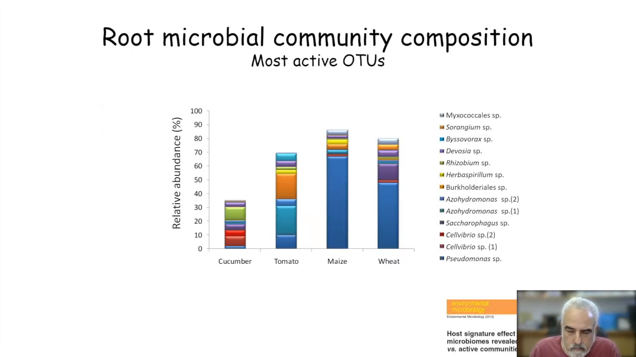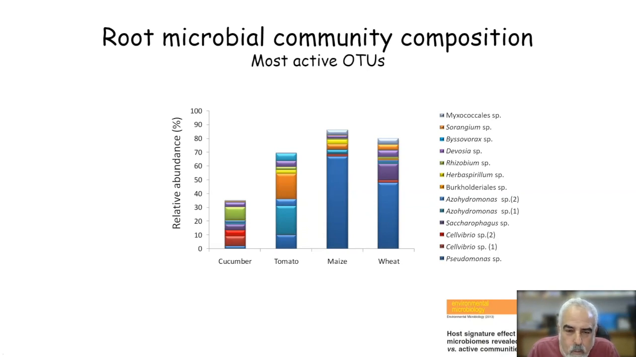So quite a lot of years ago, a student by the name of Maya in my lab studied the community composition on the roots of 4 different plants. We chose 4 plants that are important for consumption by man: cucumber, tomato, maize, and wheat.